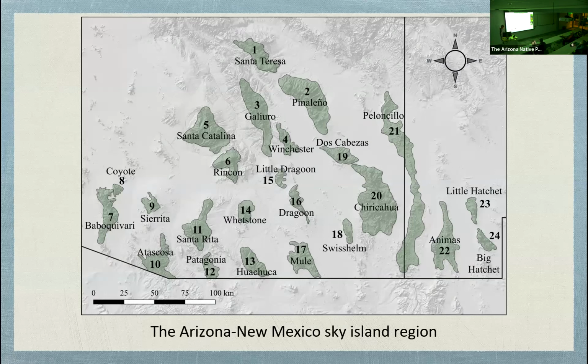This is the actual study area here, our region, the Arizona, New Mexico Sky Islands. Basically, we define 24 Sky Islands. I'm not going to go into how we define the Sky Islands, I don't want to spend too much time on this. If anybody has any questions afterwards, please ask me and I'll be more than happy to go over it.